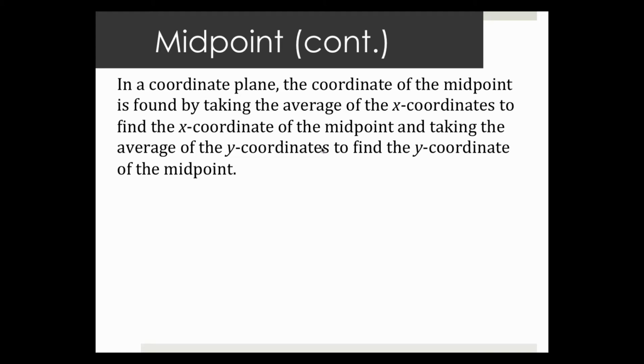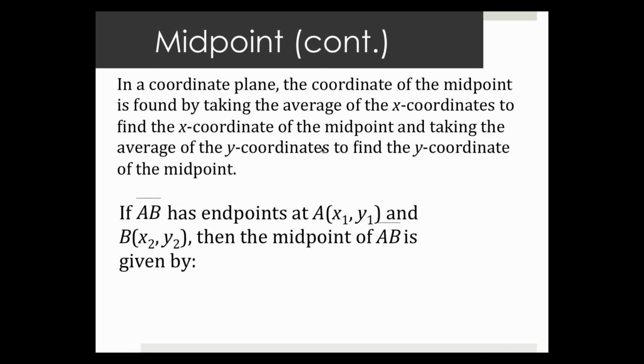You can read that, but the simplest thing is to use the formula. How do you find the midpoint of a segment on a coordinate plane? You take the average of the x's and the average of the y's. So remember, adding two things up and dividing by 2 is an average. Take the average of the x's and take the average of the y's.